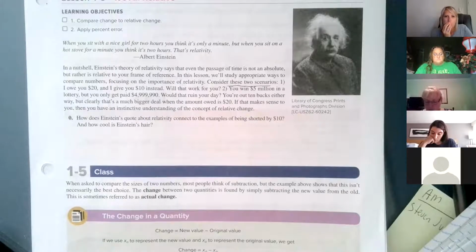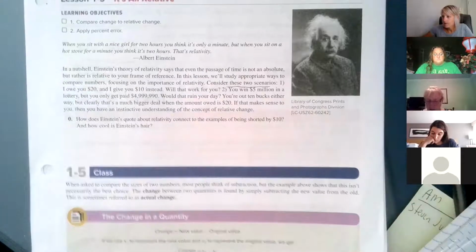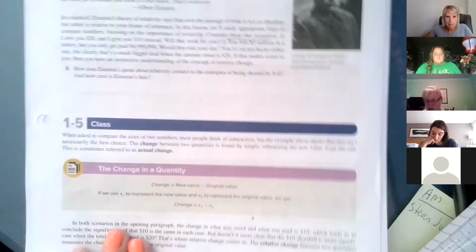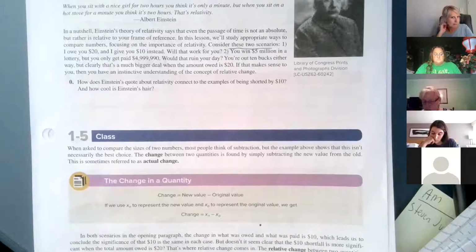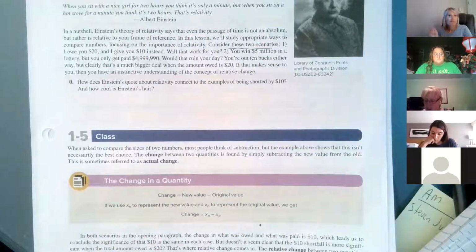Consider these two scenarios. I owe you $20, I give you $10 instead. Will that work for you? You win $5 million in the lottery and you only get paid $4,999,990. Would that ruin your day? You're out $10 either way, but clearly it's a much bigger deal when the amount owed is $20. If that makes sense to you, then you have an instinctive understanding of the concept of relative change.